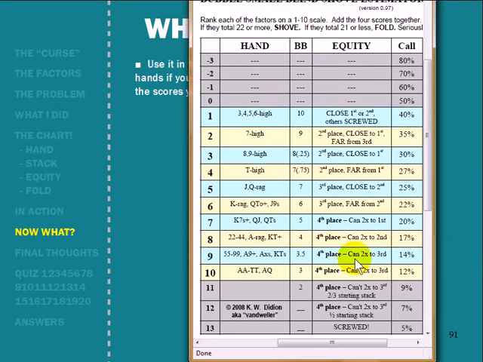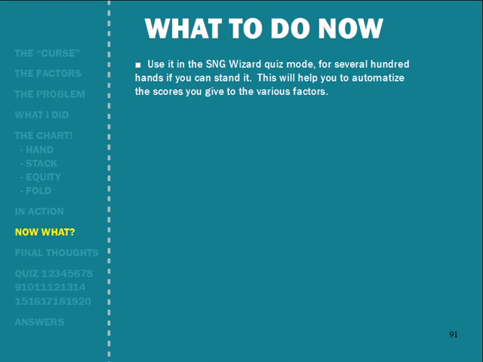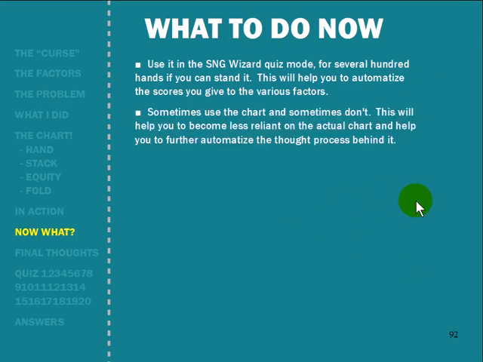But doing this is going to help you automatize the scores you give to various factors in your own mind. Eventually it'll come to the point where you'll say, I'm in 4th place, and if I doubled up, I'd be in 2nd, so that's 8 points. I'm in 3rd place, close to 2nd, but there's a guy right behind me, so that's a 6. You'll eventually be able to do that really, really fast. So that's one way to use the chart.